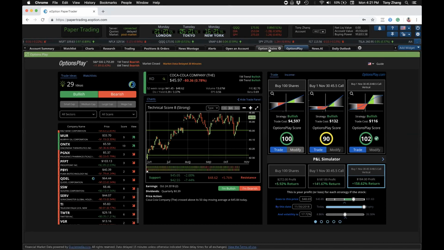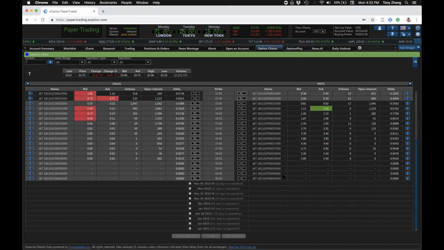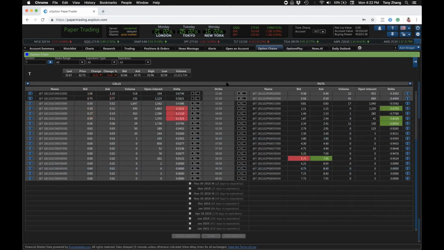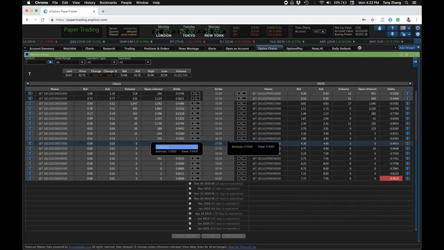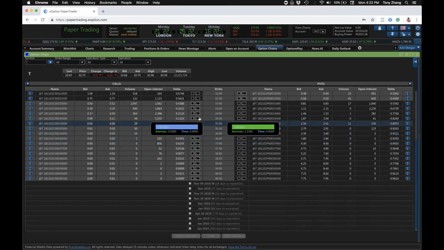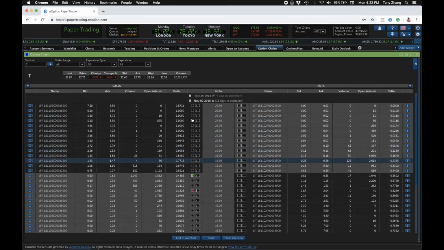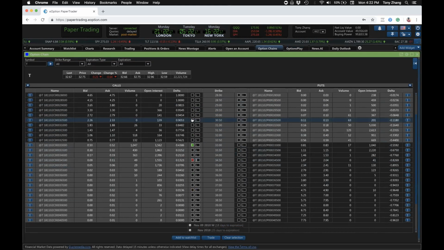Now, the first thing you might notice when we look at OptionsPlay is it looks quite different from where you typically would start if you're an options trader. This is the page that most of you are familiar with. It's an option chain. It displays every single strike, every single expiration, and you can click on individual ones to either buy or sell, and that allows you to structure different trades.